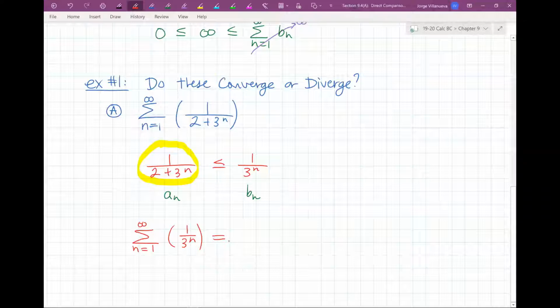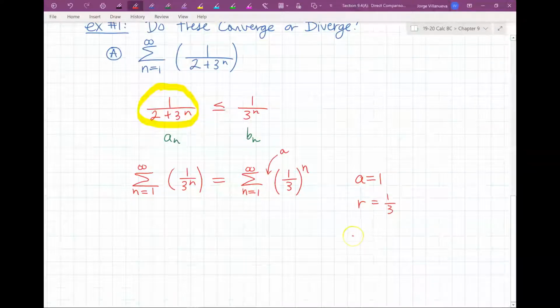Now, notice 1 over 3 to the n. Does anybody know what kind of function or what kind of series that is? It's geometric. Yeah, it's 1/3 to the n. My a value is 1. That's right here, but we don't see it. My a value is 1. My r value is 1/3. And if you remember your geometric series, if the absolute value of r is less than 1, then it converges.